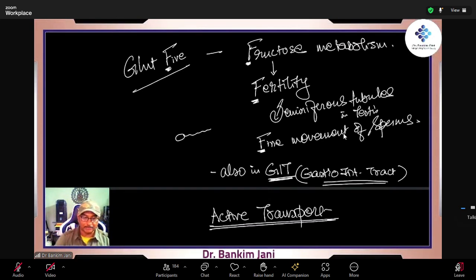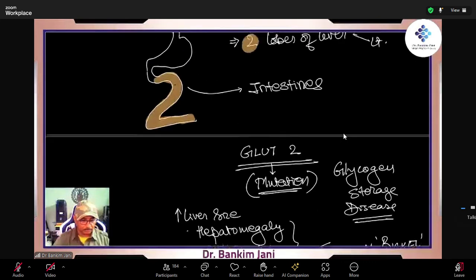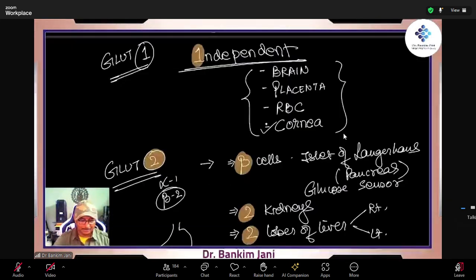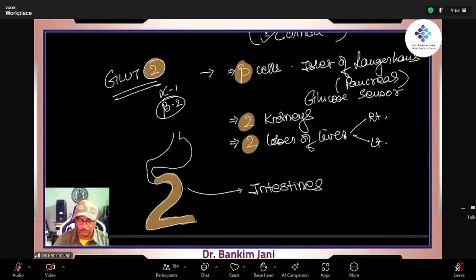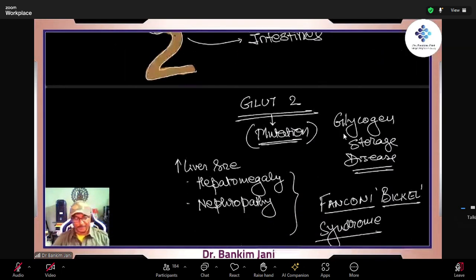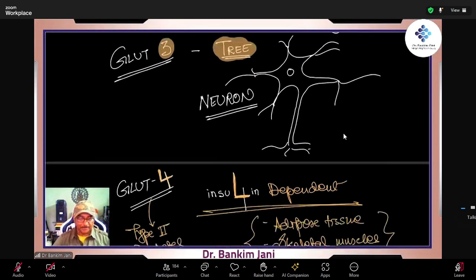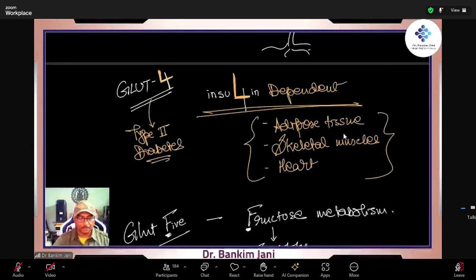So that is GLUT5. This is GLUT1, GLUT2, GLUT3, GLUT4 and 5. GLUT1 is independent. GLUT2 is for the beta cells, kidney, the two lobes of the liver, and intestine. GLUT3 is for the neurons. GLUT4 is the insulin dependent one, very important. It will play a major role in many conditions, especially when we discuss diabetes, energy and exercise physiology. They will be very important.